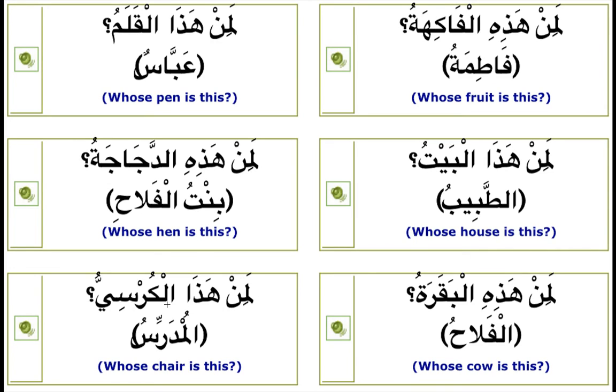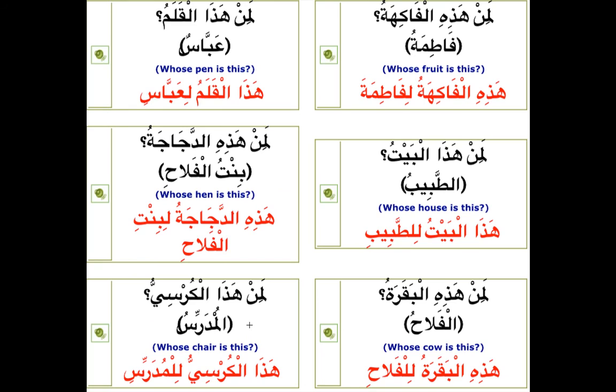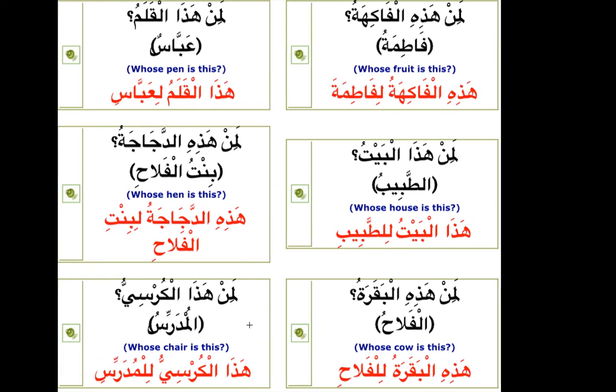Liman hadal kursiyu. To whom does this chair belong? Or whose chair is this? So we say hadal kursiyu. Hada mubtada, al kursiyu badal. And we say lil mudarrisi. Lil mudarrisi. Jar majrur shibu jumla khabar. So these are the answers for you, inshallah.